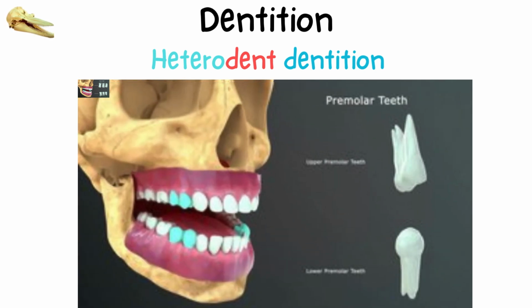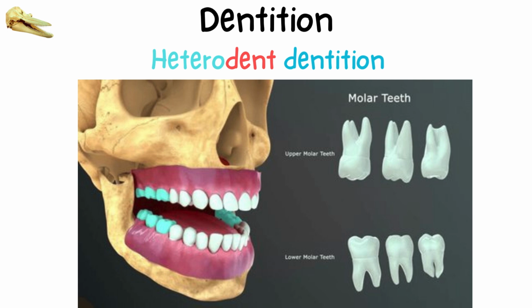Premolars. Premolars are located at the back of the jaw following the canines. They have large, ridged flat surfaces or cusps used for grinding and chewing food. And then lastly, molars. Molars are located at the extreme back of the jaws. They are closely packed with ridged surfaces. They are used for chewing and grinding of food.